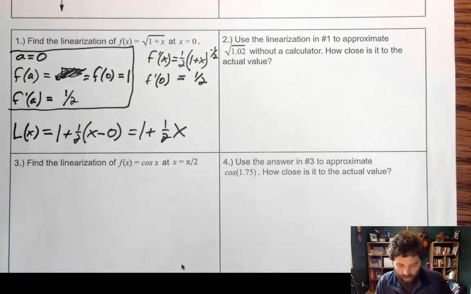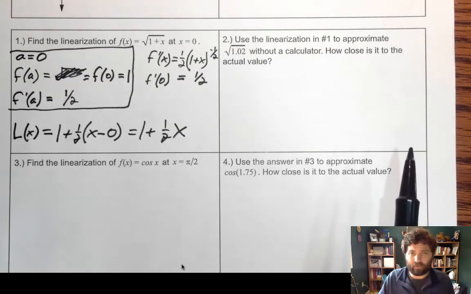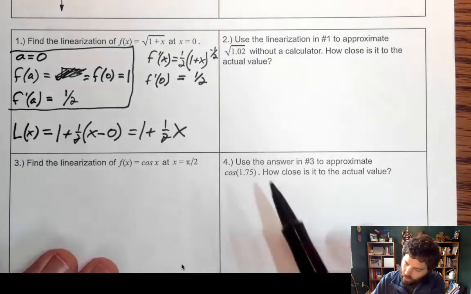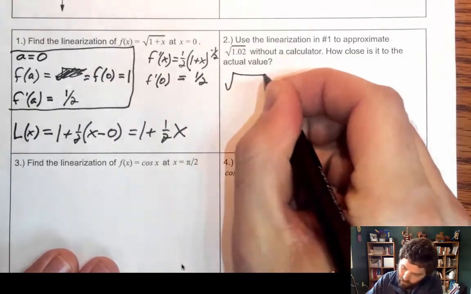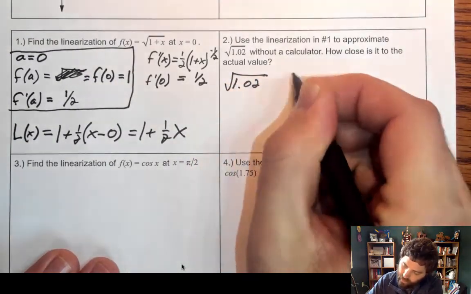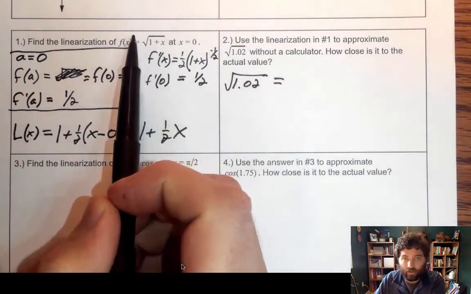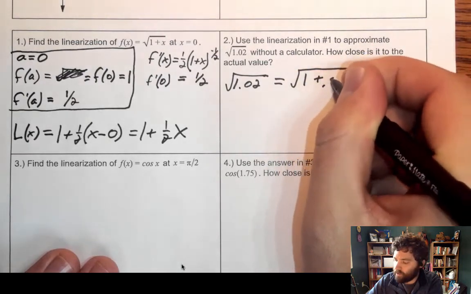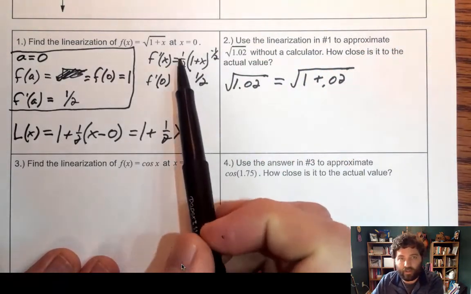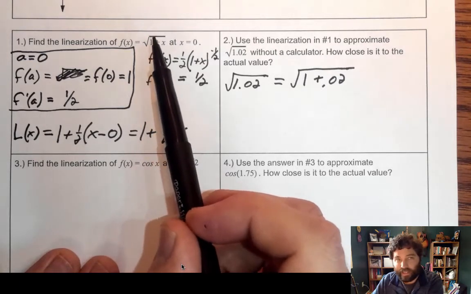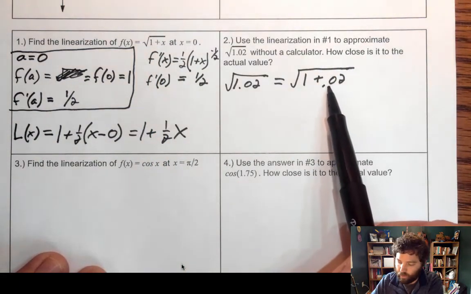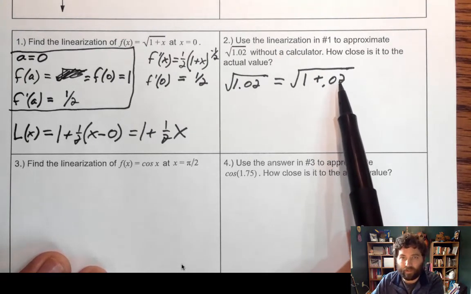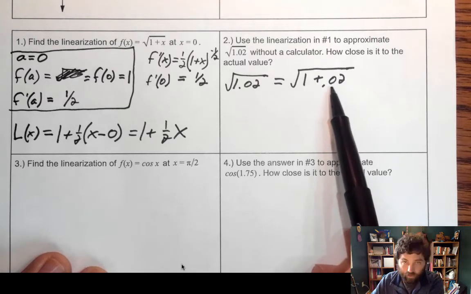We want to use the linearization in number 1 to approximate the square root of 1.02 without a calculator. How close is it to the actual value? All right, so if we want to know what the square root of 1.02 is, based on what we figured out here, you can see that if I write 1.02 as 1 plus 0.02, then it fits very nicely. It looks like the function, right? And in the function, I would have replaced x with 0.02.